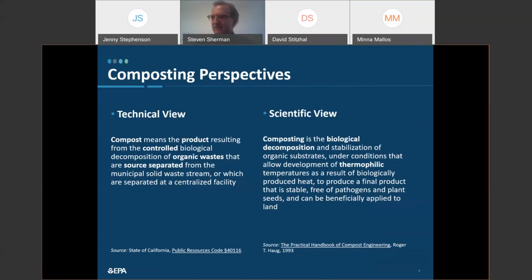Source separation means keeping good stuff that we're going to compost separate from other things like bottles, cans, plastics, and batteries. On the scientific view, which I won't read, you can see it there on the screen, I've highlighted some words. Biological decomposition, let's call that breakdown. And a quick example, a leaf loses its leaf structure and color as it composts.